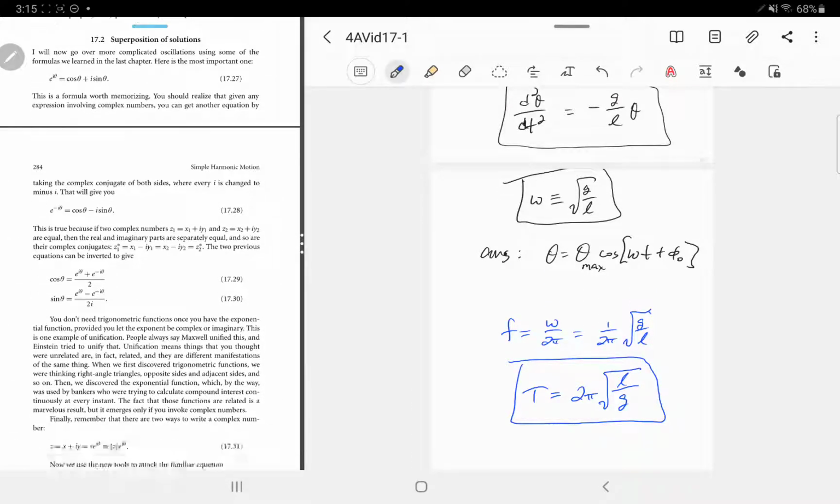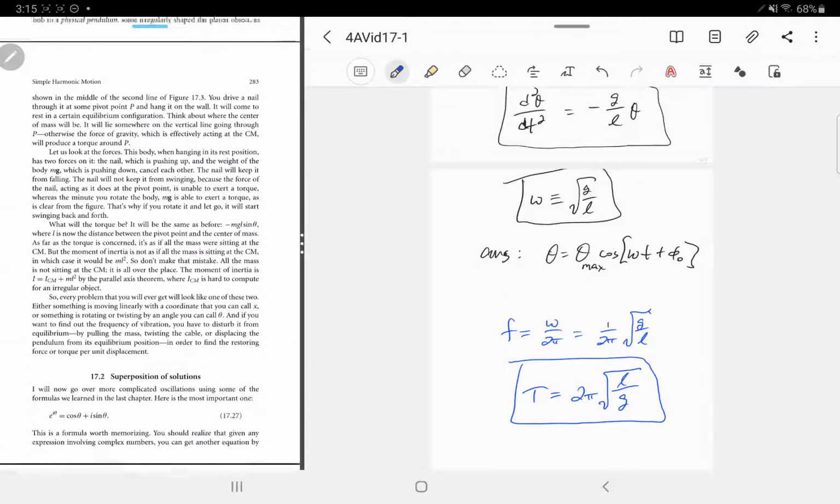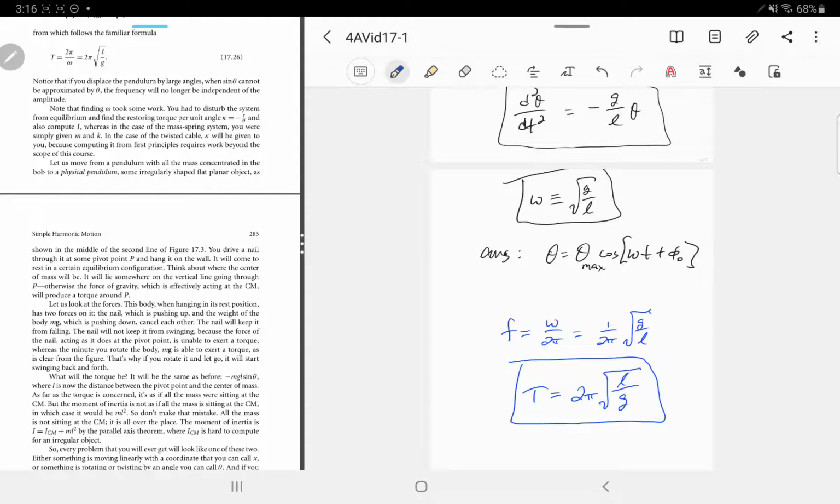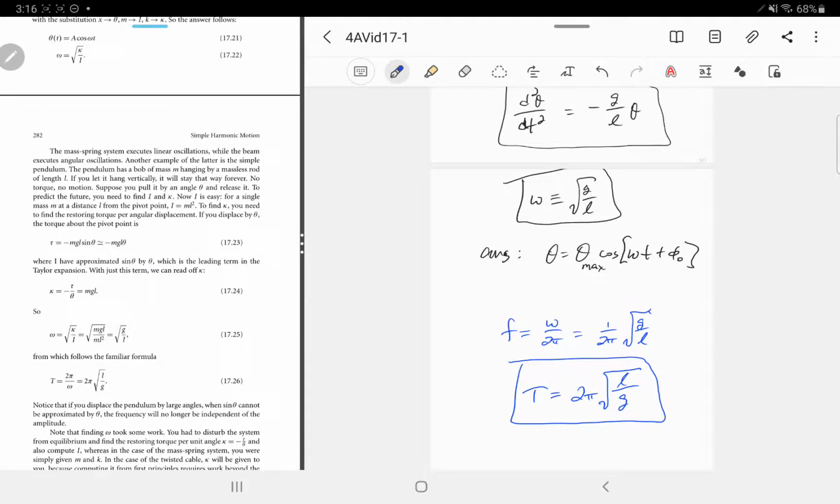And then later on, it introduces damping, but it requires a little bit of detail to go into that. Okay.